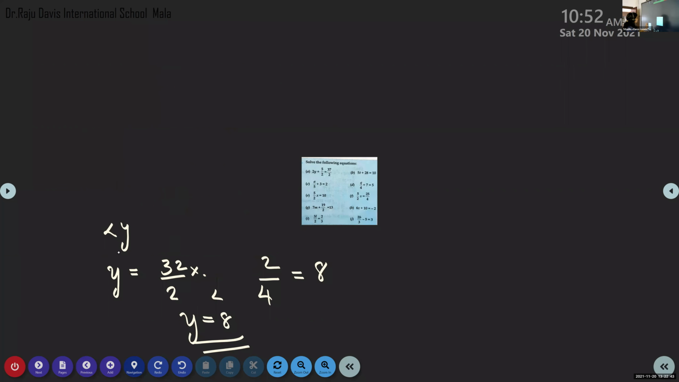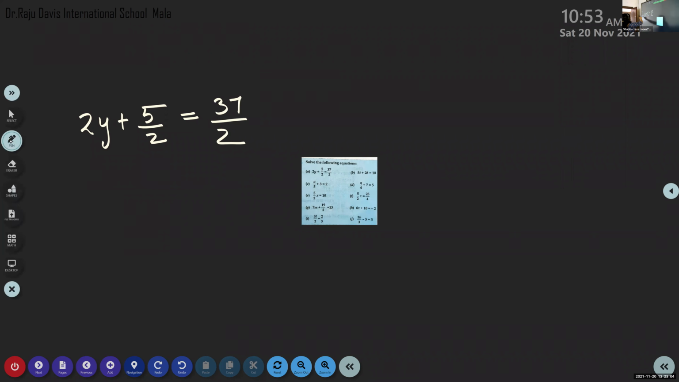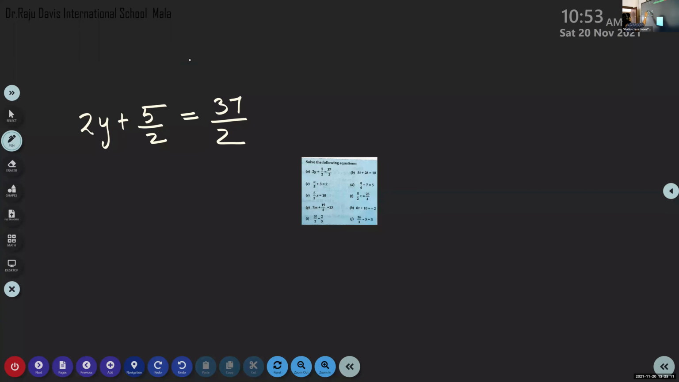Listen carefully. Which one is added or subtracted? We have to transpose first, and after that, what is multiplied or divided? So 2y plus 5 by 2 is equal to 37 by 2. What is added here? It is this one which is added, plus 5 by 2.